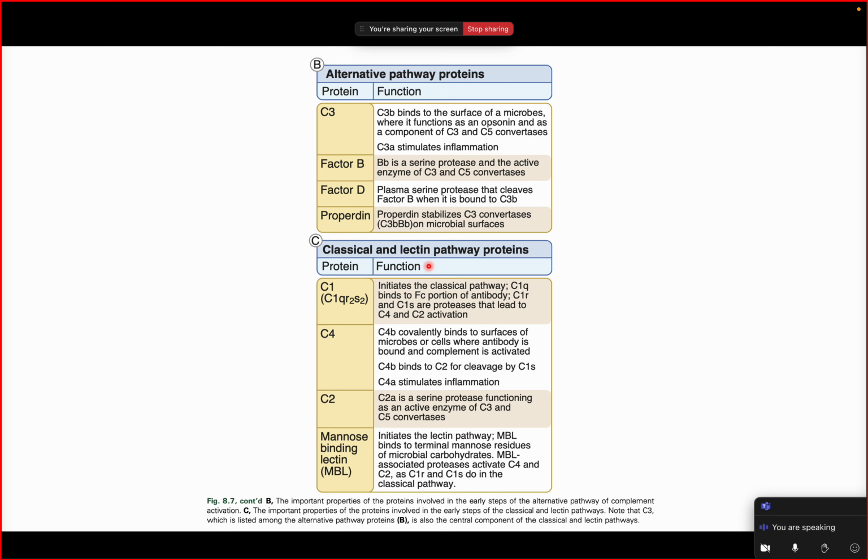C4a stimulates inflammation. C2a is a serine protease functioning as an active enzyme for C3 and C5 convertase, while MBL, or mannose binding lectin, initiates the lectin pathway. MBL binds to terminal mannose residues of microbial carbohydrates. MBL associated proteases activate C4 and C2 like C1r and C1s, while they do not play any role in the classical pathway. Saying again, this is there just for your information.